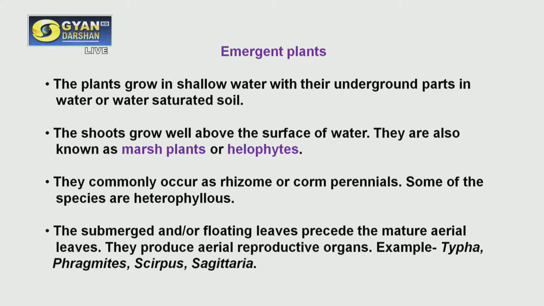They have rhizome or corm, that is they are perennials, and we are talking of the type of the stem, that is rhizome or corm. Some of the species are heterophyllous. The submerged and the floating leaves precede the mature aerial leaves. They produce aerial reproductive organs. So the reproductive organs are totally aerial. That means they have no connection with the water. They are totally present above the water surface. Typha, Phragmites, Scirpus, Sagittaria. These kinds of plants are called emergent species.